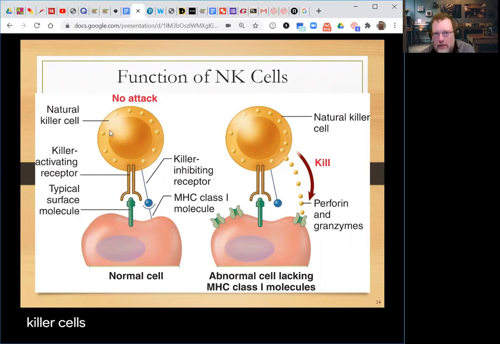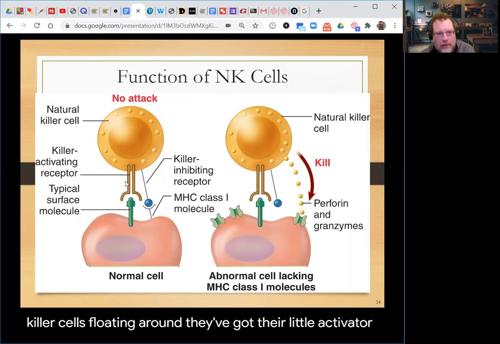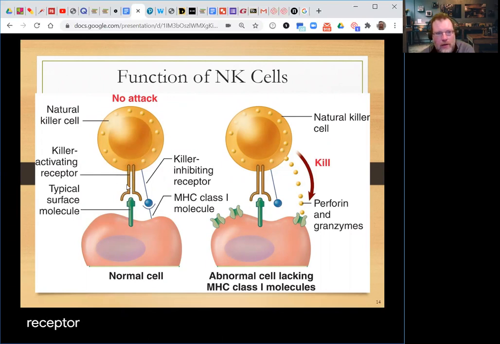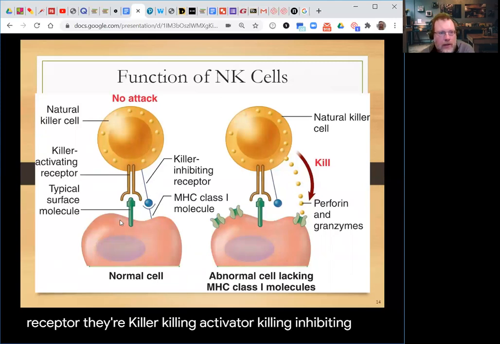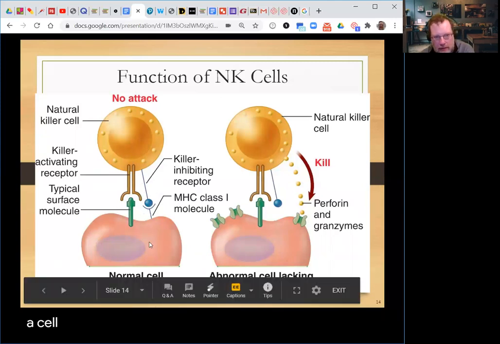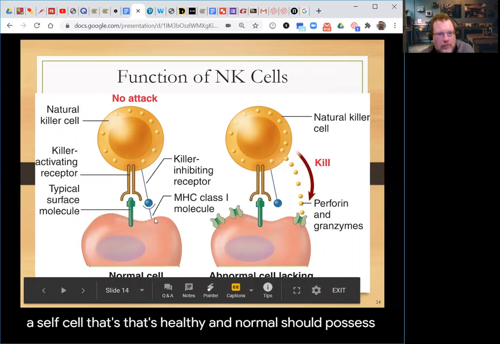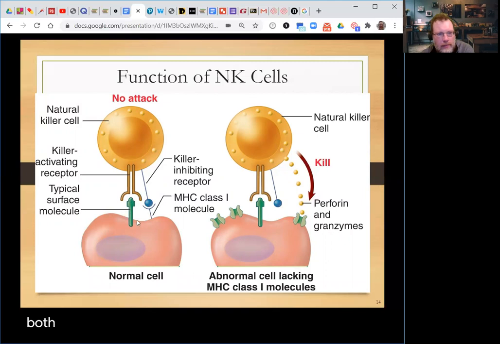So anyhow, natural killer cells floating around, they've got their little activator receptor, their killing activator, killing inhibiting. So a self cell that's healthy and normal should possess both antigens, or both surface molecules.